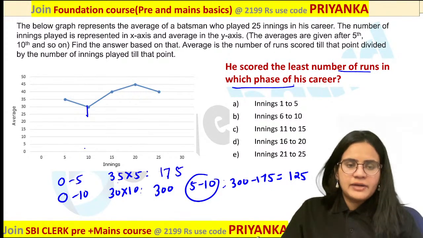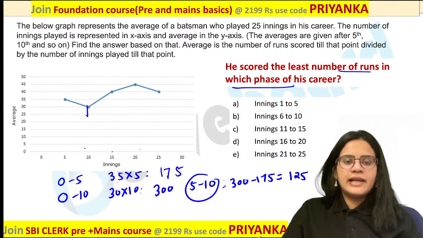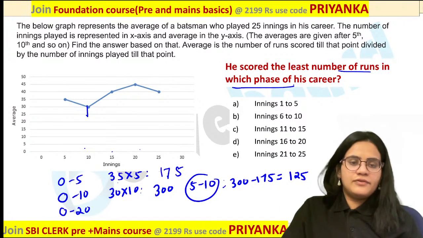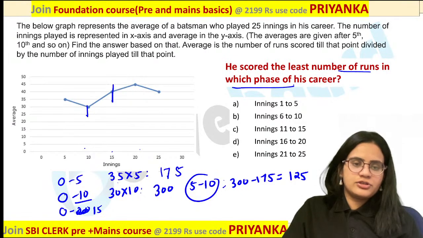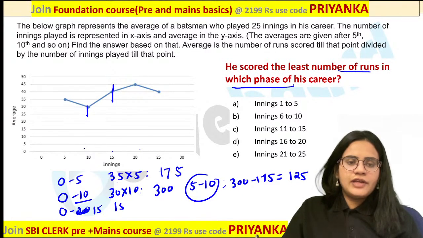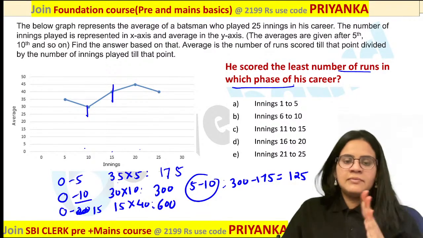Now let us talk between 15 to 20. So how will you calculate the value between 15 to 20? Sorry, we have calculated till 10. First we will calculate till 15 over here. So how will you calculate till 15? 15 multiplied by 40, that is nothing but 600.